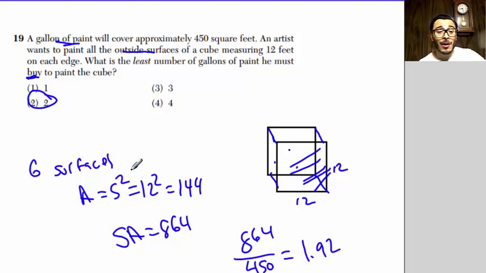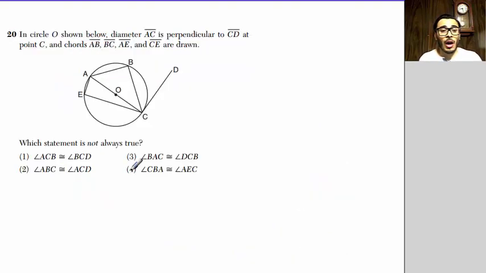He's got to buy 2 gallons of paint because if he buys 1, it's not going to be enough paint, right? And you can't buy 1.5. You can't buy gallons of paint in half. So you need to buy 2 of them. And then it also says the least number. I like the way they worded that. The least number of gallons of paint he must buy is 2. He could buy 3 if he wants, but the least amount that he needs is 2.